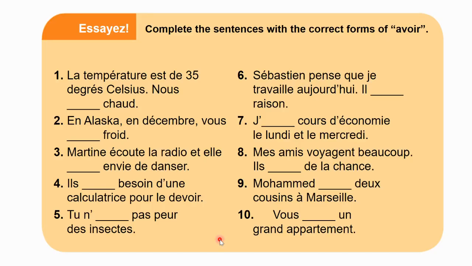Okay, now it's your turn. Take a pen and a paper and quickly complete the following sentences with the correct form of the verb avoir. You can pause the video if you want to, but I'll give you 10 seconds before I show you the answers.